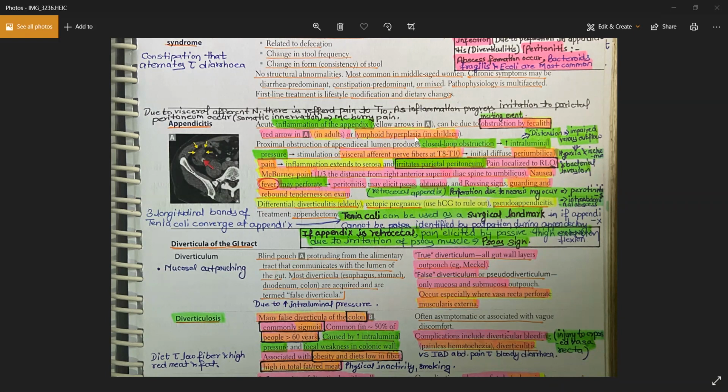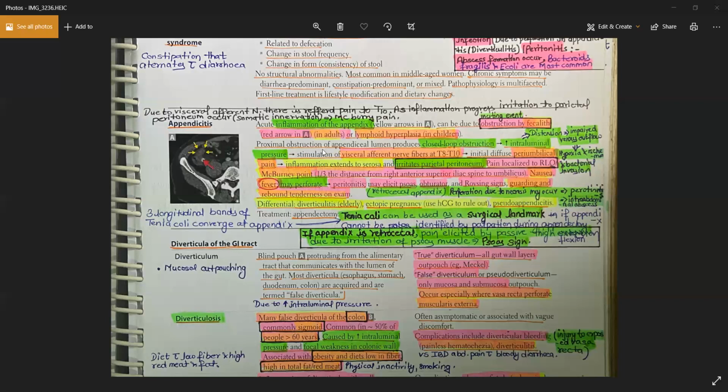Okay, and this lymphoid hyperplasia can happen after any infection in the GI tract, right? In any case of gastroenteritis in which you are having this lymphoid hyperplasia, the patient can get appendicitis, right? So proximal to the obstruction of the appendix, the luminal pressure will be increased, right? And whenever the luminal pressure is increased, okay, what's gonna happen?